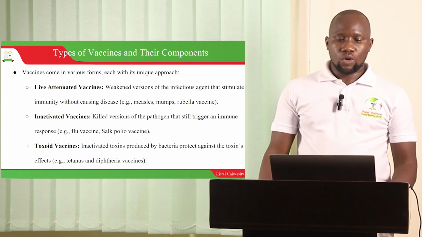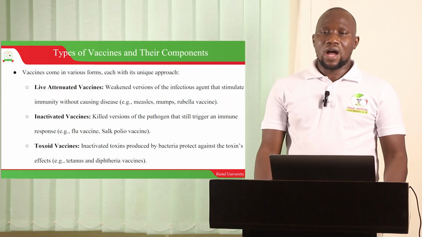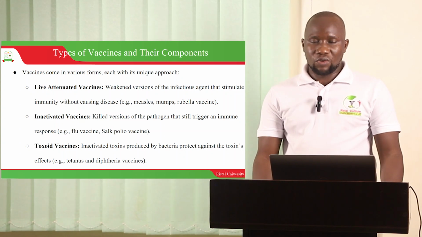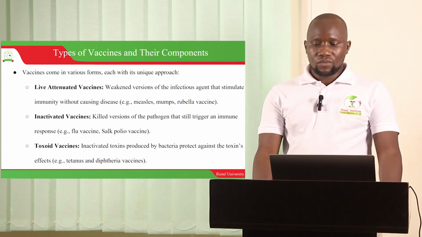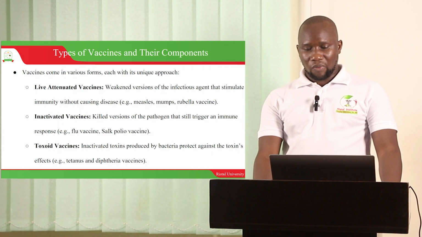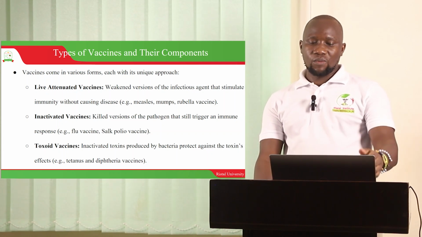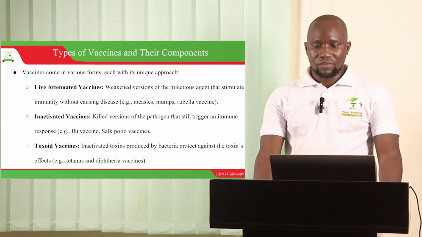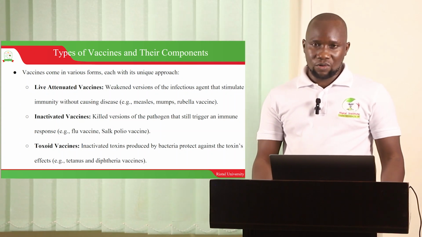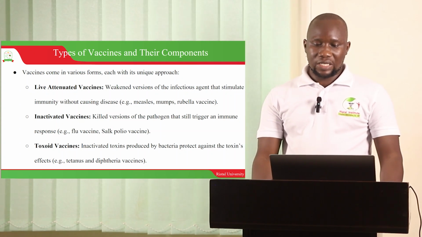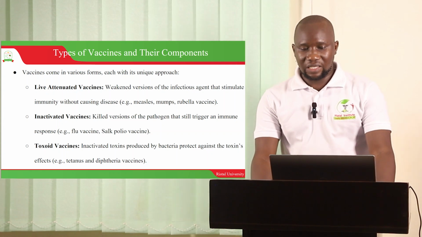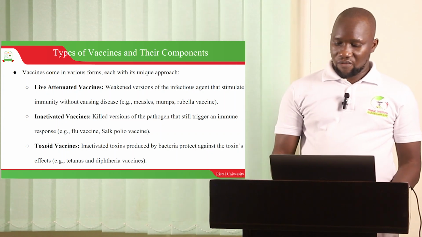And then the toxoid vaccine, you have inactivated toxins produced by the bacteria. Of course, this vaccine still stimulates the production of antibodies. But these toxins are, of course, inactivated. So tetanus toxoid and diphtheria vaccines are toxoid vaccines.